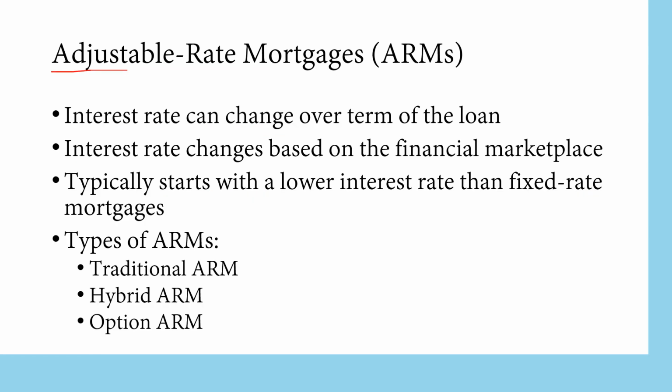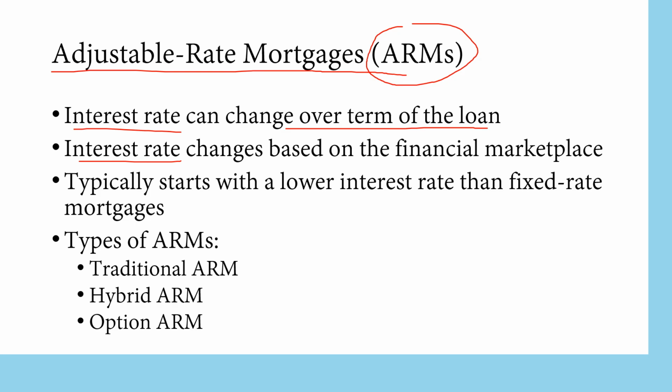Let's discuss adjustable rate mortgages, or ARMs. In adjustable rate mortgages, the interest rate can change over the term of the loan. Specifically, the interest rate changes based on the financial marketplace, and it typically starts with a lower interest rate than a fixed rate mortgage. Types of adjustable rate mortgages include traditional ARMs, hybrid ARMs, and option ARMs.